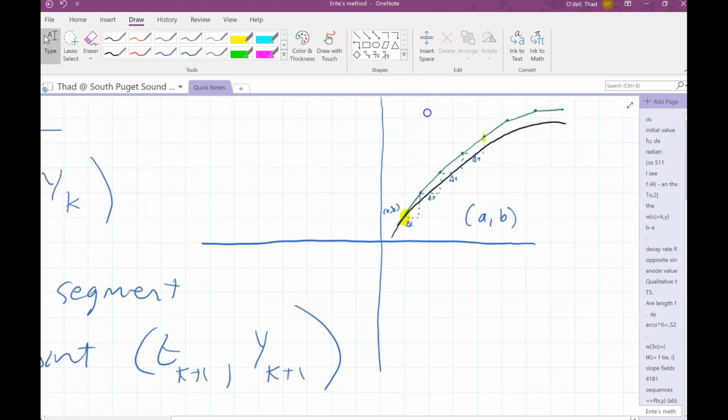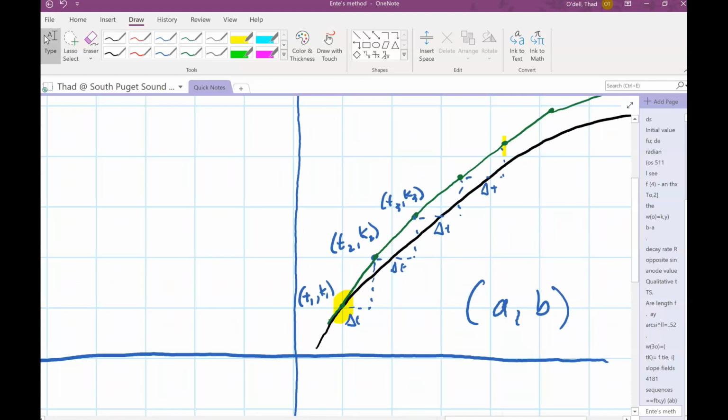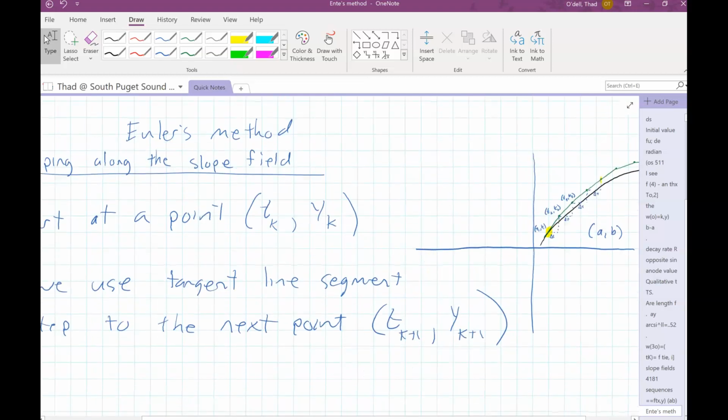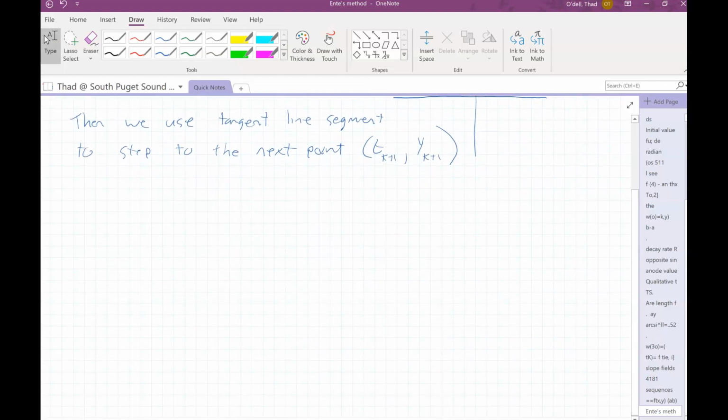If we look back at the picture, this my AB would be my t sub 1, y sub 1. Then this right here would be my t sub 2, y sub 2. Then that one right there would be my t sub 3, y sub 3, etc. Basically I'm just stepping along, trying to approximate the curve using these straight line segments. Okay? And as we mentioned in the drawing, of course, the smaller the step, the better the approximation.